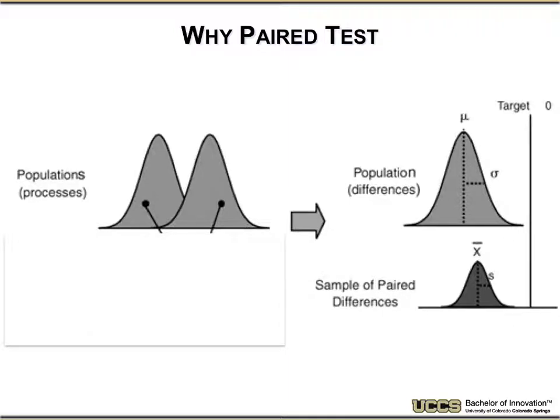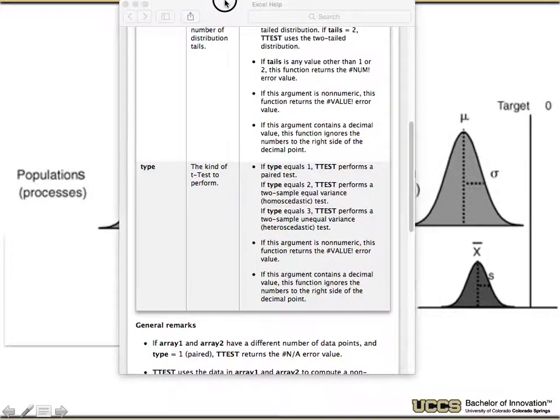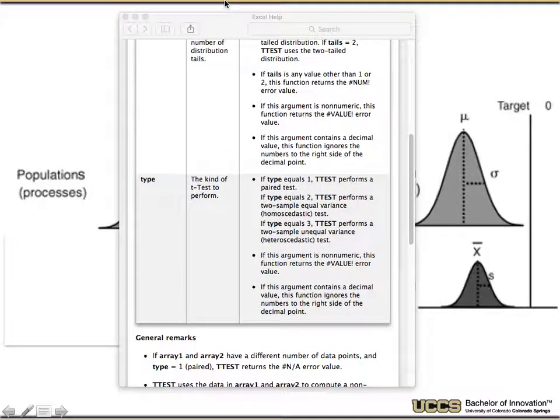So if I come back over now to the Excel help, in the Excel help, the third parameter has a value, which is the type. If it's equal to 1, it performs a paired t-test. If it's equal to 2, it performs a 2-sample equal variance test. And if it's 3, it'll do a 2-sample unequal variance test, only a static version.